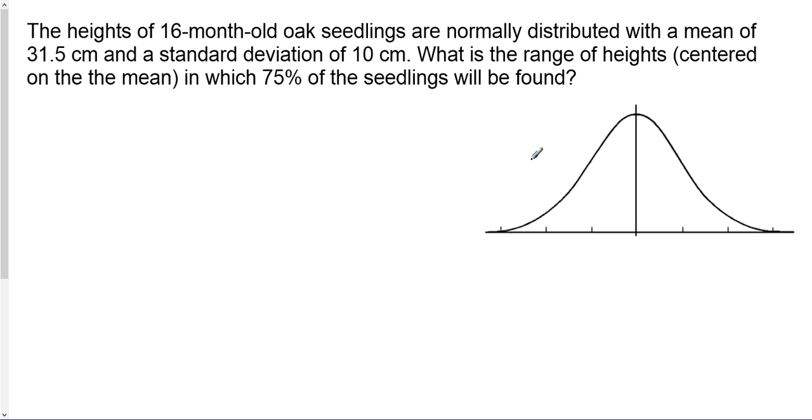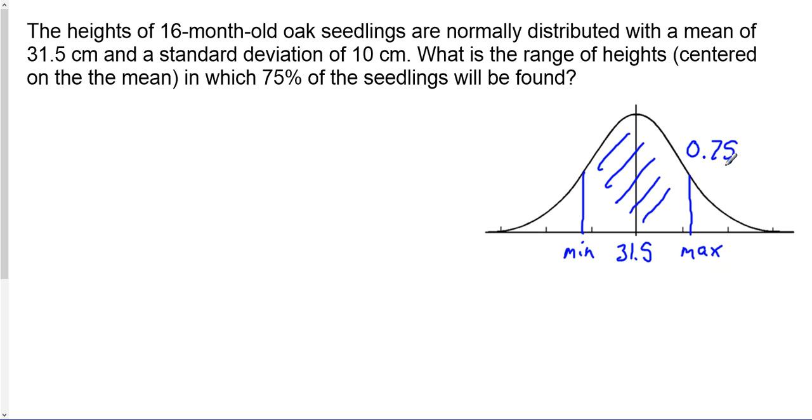So the idea here is our mean value is this 31.5 down here. We want to know some value here. We'll call this the minimum value in our range, and some value up here. We'll call this the maximum value of our range. And in this area in between, we're going to have 75% of our data. Okay.